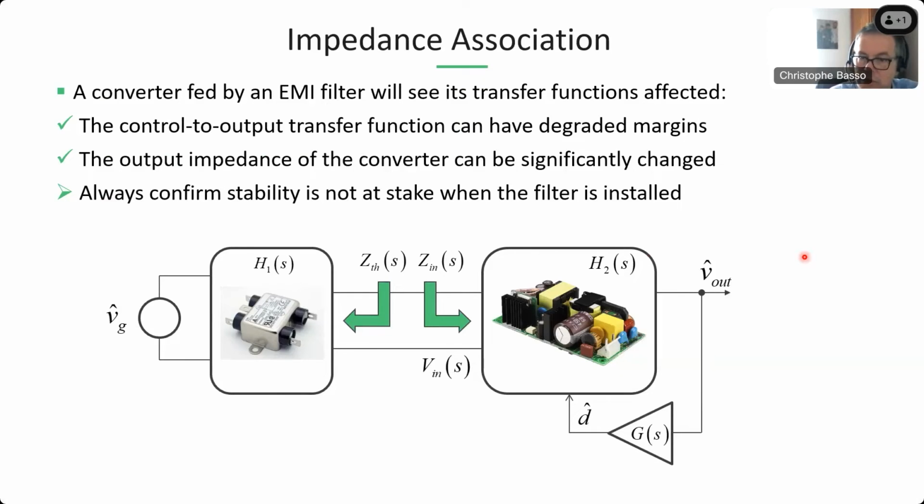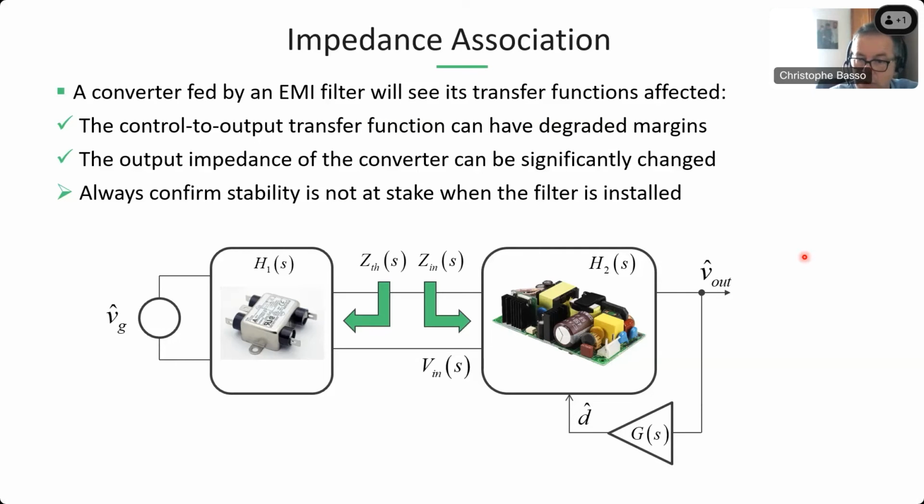So when you insert a front-end EMI filter before a switching converter, it's important to check if stability is not at stake. The filter can degrade the control to output transfer function by potentially reducing the phase and gain margin. That's what is going to happen when you insert an EMI filter without any precaution. The output impedance of the converter may also suffer alteration, and you are going to see the transfer response is affected.